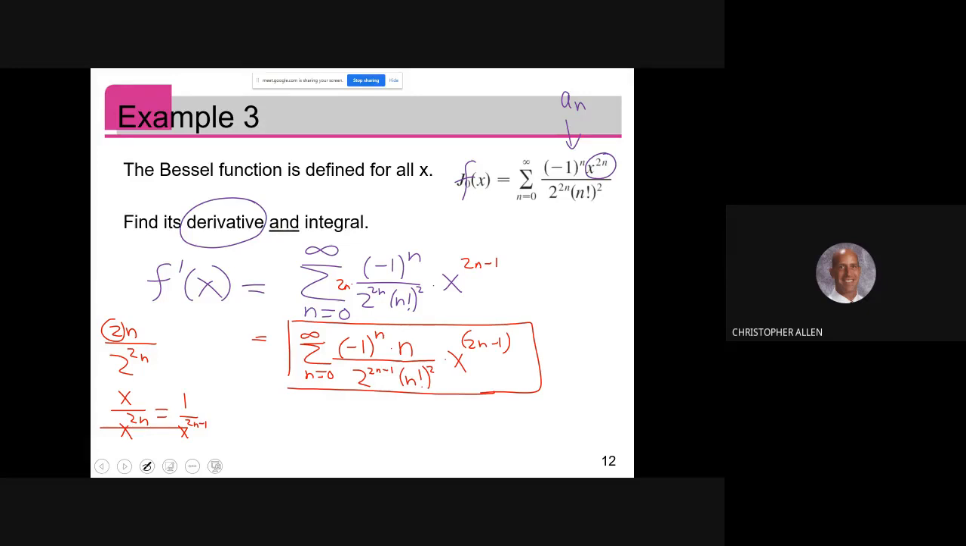Oh, I guess I should tell you the radius of convergence. And this is one of the really fun things about this particular function. The radius of convergence is infinity. In other words, it works for any value of x, which is very nice.